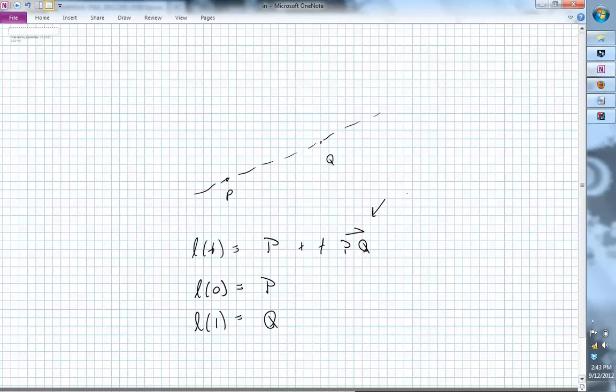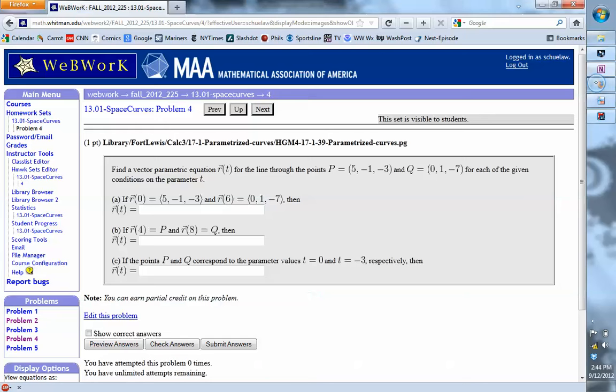Remember how we form this thing? It's just Q minus P, right? And so when T is 1, we have P plus Q minus P, which is Q. So if you're building your parameterization like this, come back and look at the WebWork problem. If you're building your parameterization like this, you automatically have this condition, right?